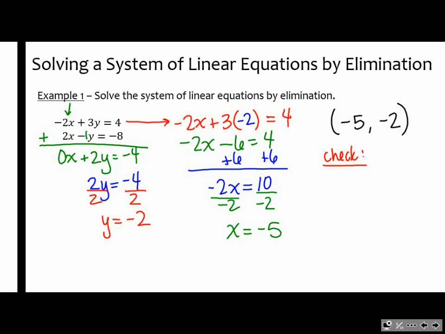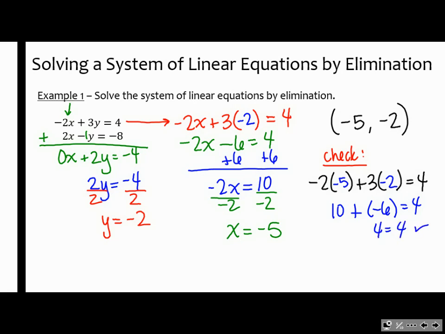In the original equation, let's start with the first one. It says negative 2x. I'll be substituting x out. Plus 3y, we'll be substituting y out, equals positive 4. With the x, we have negative 5. For the y, we have negative 2. Negative 2 times negative 5 is 10. 3 times negative 2 is negative 6. And 10 add negative 6, or 10 subtract 6, does equal 4. So that one checks out.